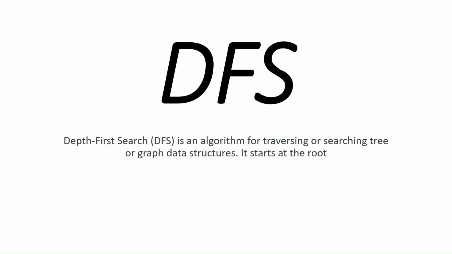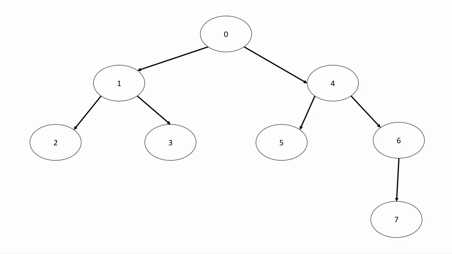Today we are going to study the depth first search algorithm. It is an algorithm for traversing or searching a tree or graph data structure. It starts at the root and explores as far as possible along each branch before backtracking. So, how does the depth first search algorithm work?